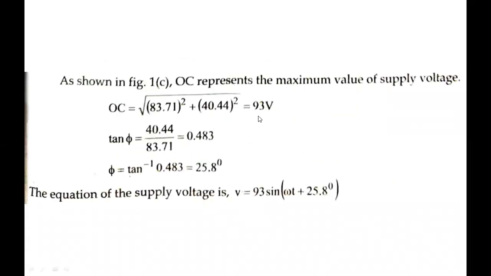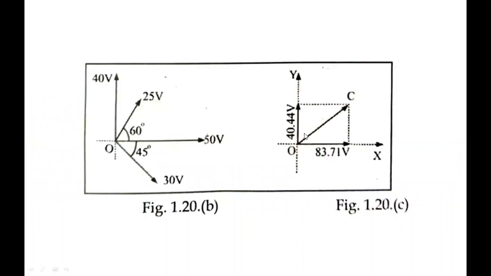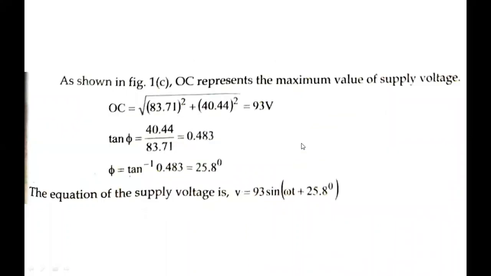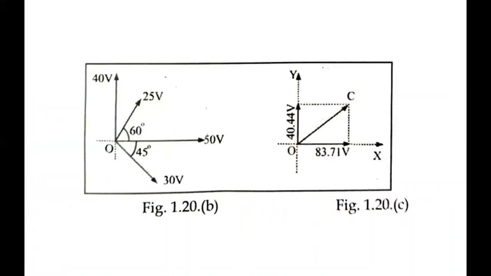So that is 93 volts, and tan phi is y component by x component, 40.44 by 83.74, which is 0.483. So phi is equal to tan inverse of 0.483, which is 25.8 degrees. The equation of the supply voltage is 93 sin (omega t plus 25.8 degrees). This is 93.